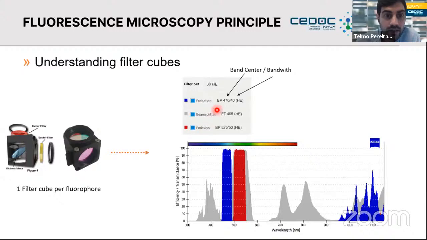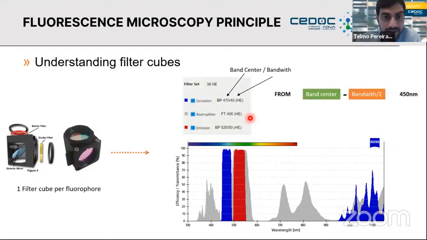The information that you really need are these three parameters here: the excitation, the beam splitter, and the emission. Usually these have a number, then a slash, and then another number. This first number is the center of the excitation band. In this case, it's 470 nanometers. And then the next number is the bandwidth, which is how large this band of excitation is.